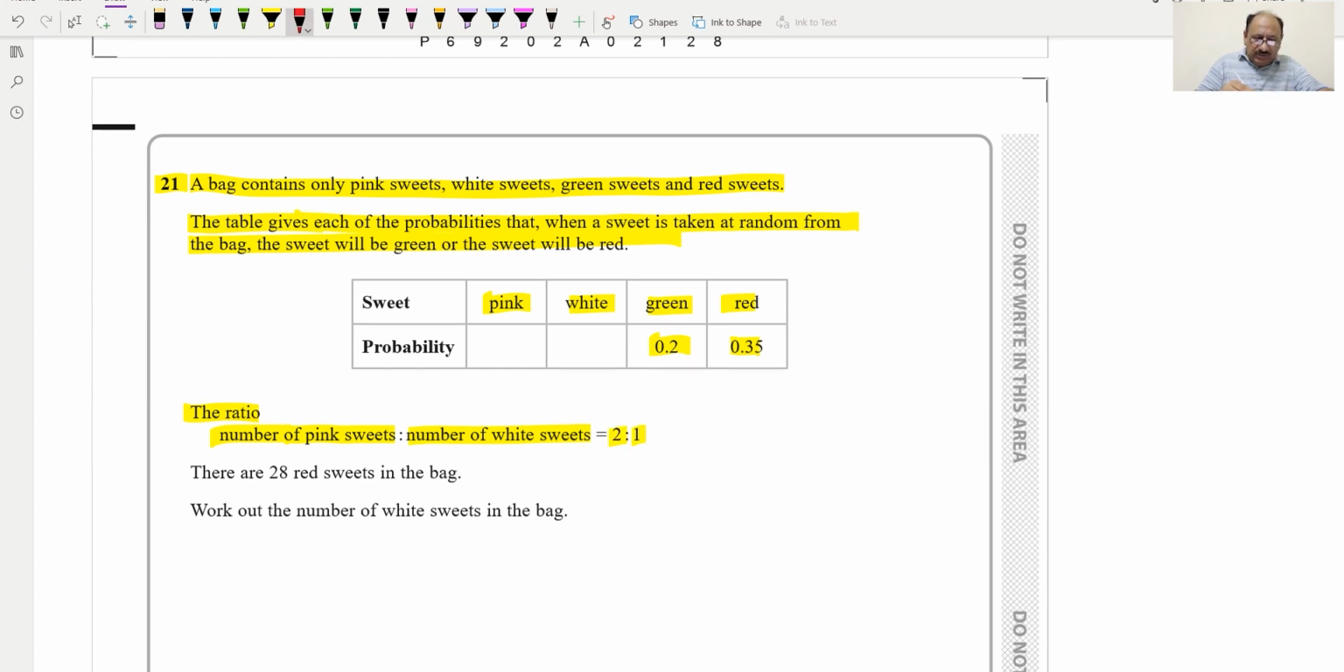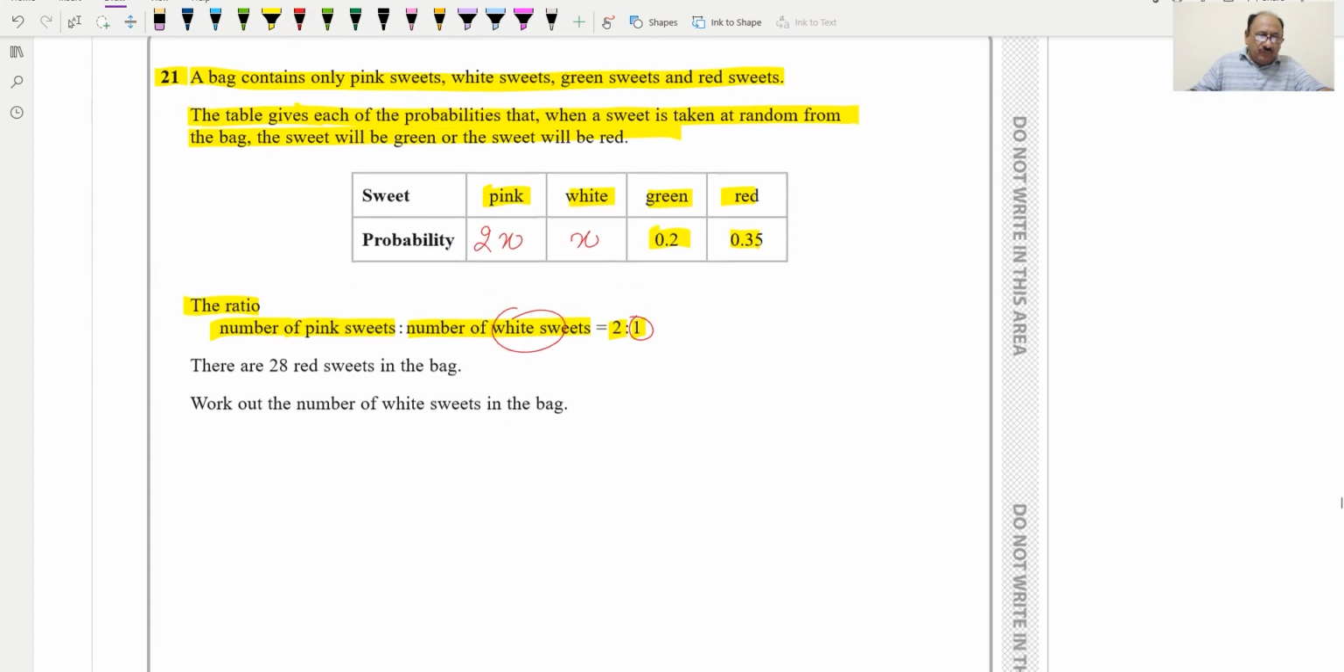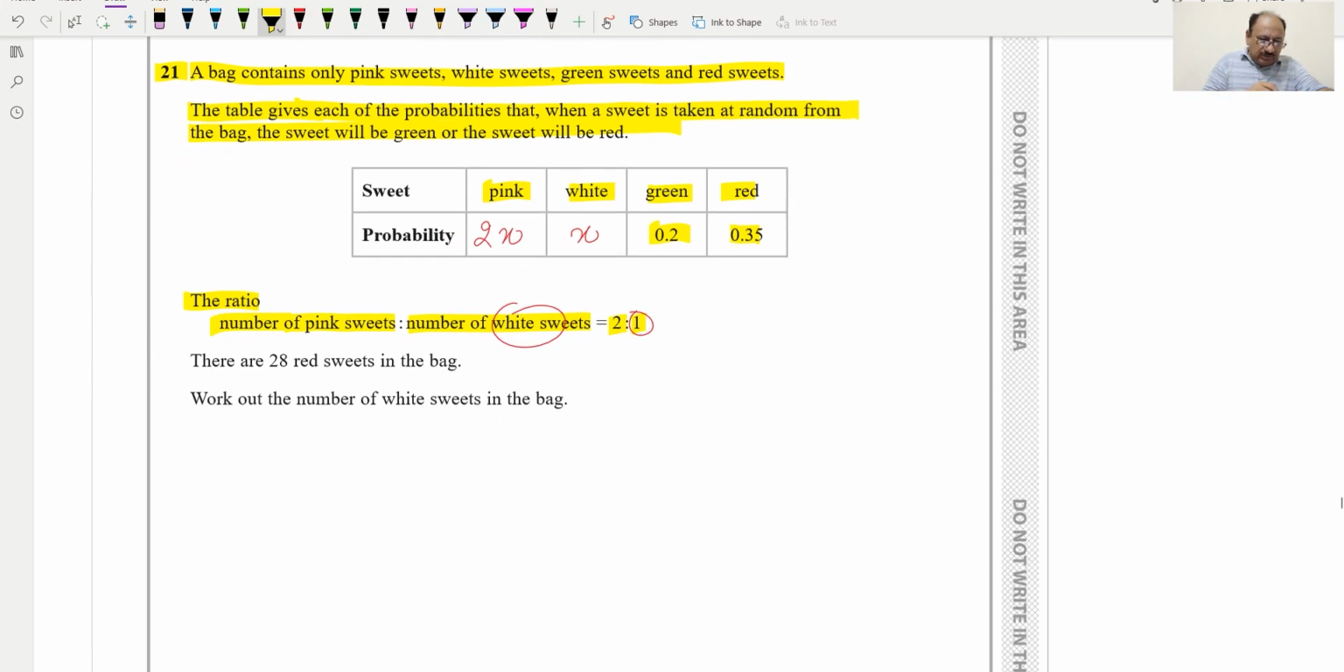So if we take white as x, pink will be 2x. Now we can form the equation. We know that the sum of the probabilities is equal to 1, so we will use that property. They are saying there are 28 red sweets in the bag. Work out the number of white sweets in the bag.